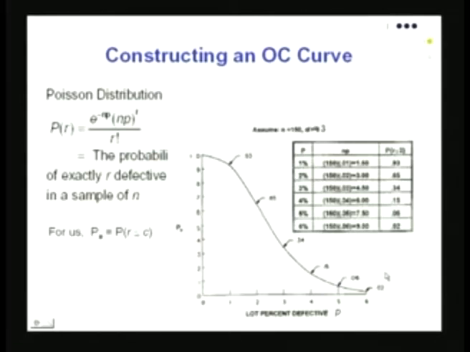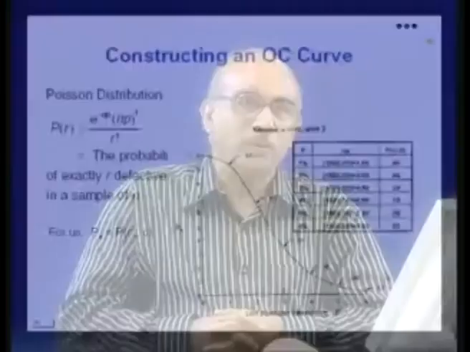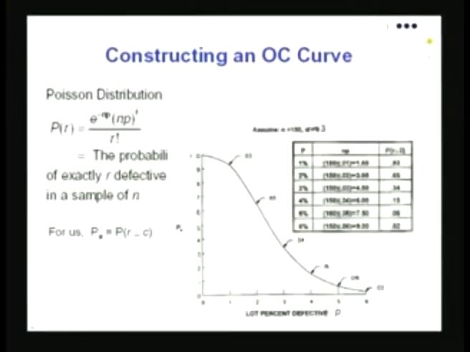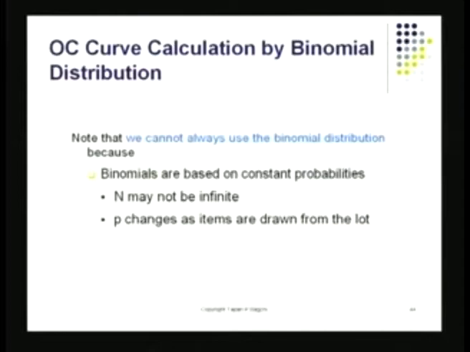What does the OC curve tell us? It tells us the risk of accepting a bad lot or the risk of rejecting a good lot. Rejecting a good lot is something that the supplier is going to be upset with, and accepting a bad lot is something that the user is going to be upset with. And both of these we have to balance, both of these we have to minimize. Generally speaking, the considerations are economic.